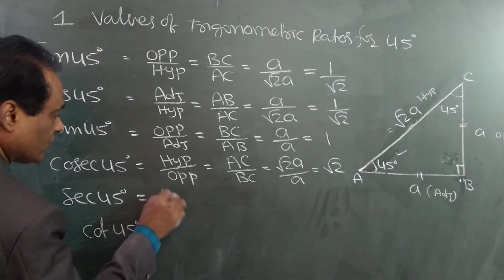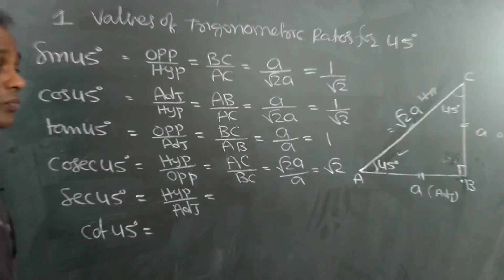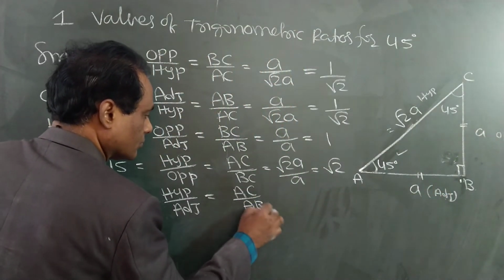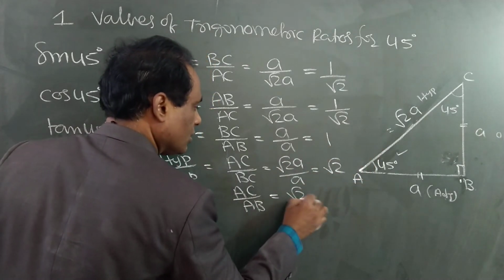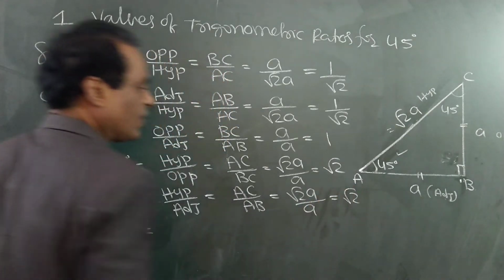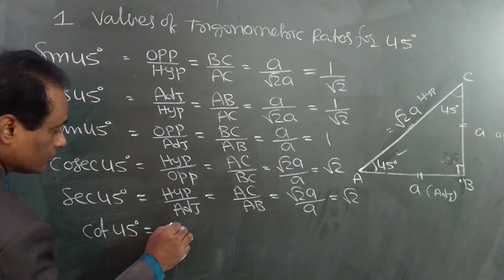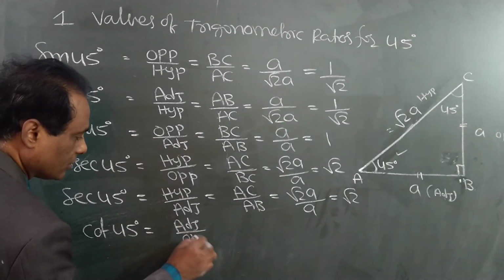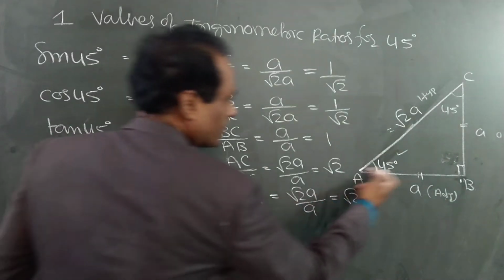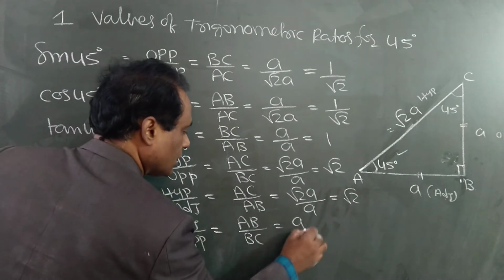Similarly, secant 45. See the secant definition: hypotenuse by adjacent. AC by AB. AC is root 2A, AB is A. A cancels, root 2. So remember this value, secant 45 is root 2. Similarly, cot 45: adjacent by opposite. Adjacent is AB, opposite is BC. A by A is 1.